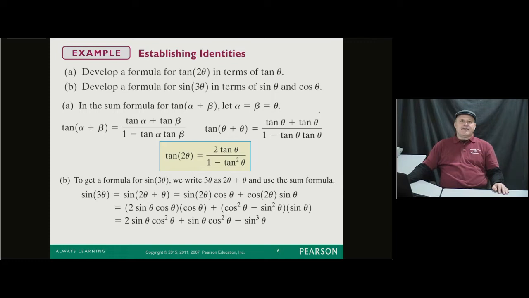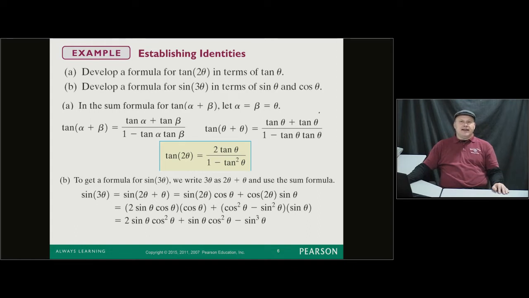So it'll be 2 sine of theta cosine squared of theta plus sine of theta cosine squared of theta minus the sine cubed of theta. So there were some terms that you were able to collect. But if you notice, they're all sine of thetas and they're all cosine of thetas. Sure, some of them are squared and you got the sine cubed on the end, but it's still sine of theta. So no double angles or triple angles are in that one. So what was the trick here?